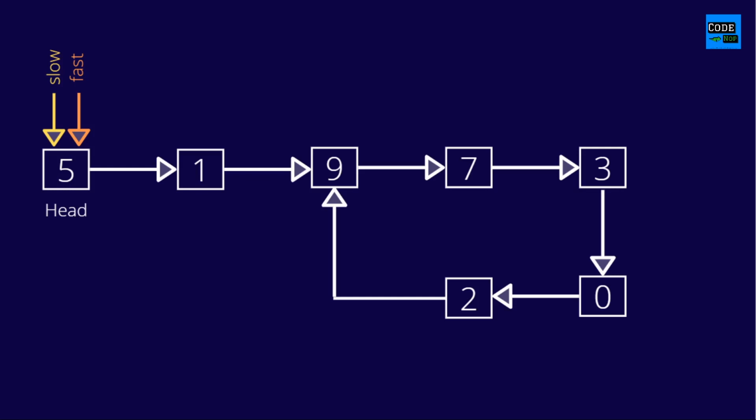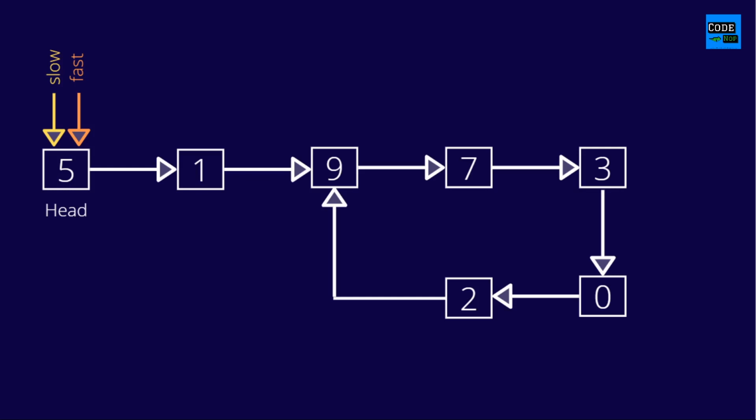The difference between these two pointers is that slow will go one step at a time, whereas fast goes two steps at a time. When they collide, then there is a cycle. If they do not collide till the end, there is no cycle. This is the algorithm that we're going to see now.